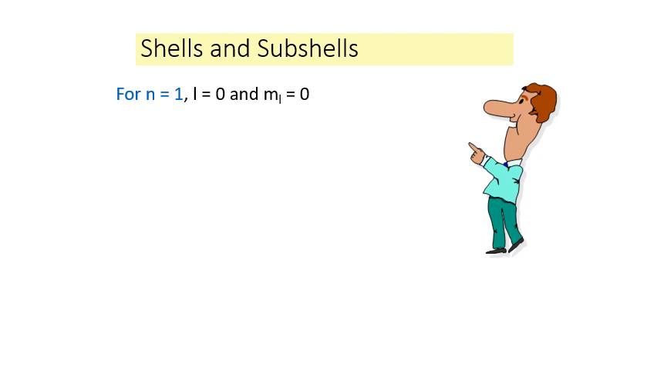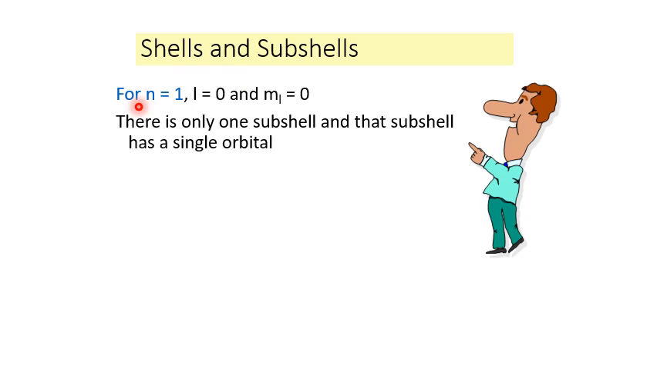Now shells and subshells. For n equal to 1, the L value will be 0 and ml will be 0. For n equal to 1, L can have only the value 0, because L can have values up to n minus 1. So if n is equal to 1, n minus 1 is 0, and L will also be 0. So there is only one subshell.